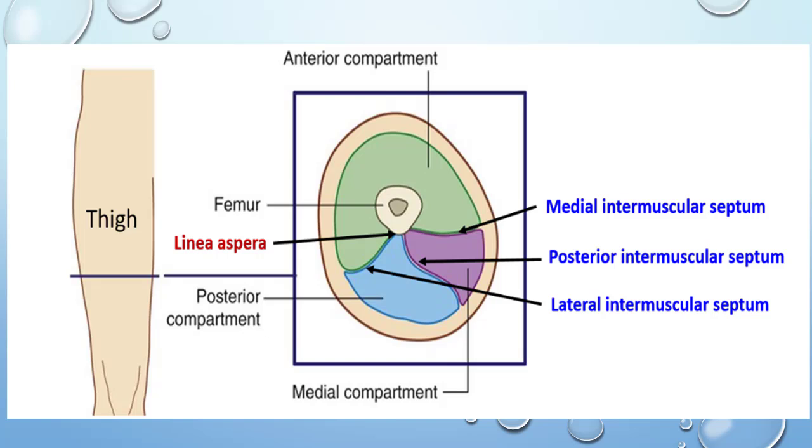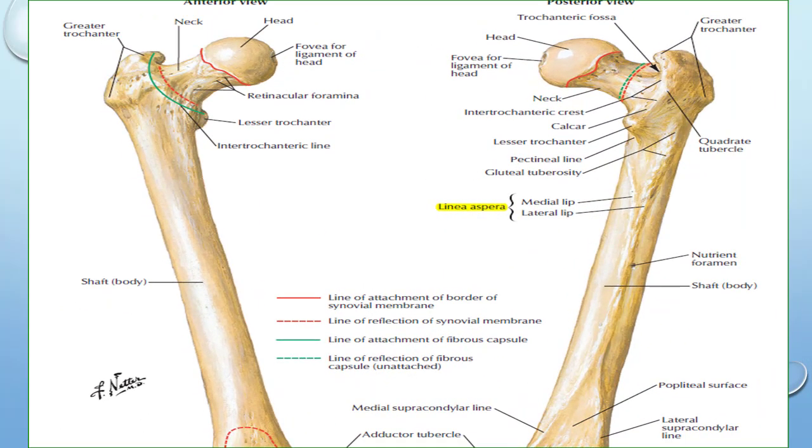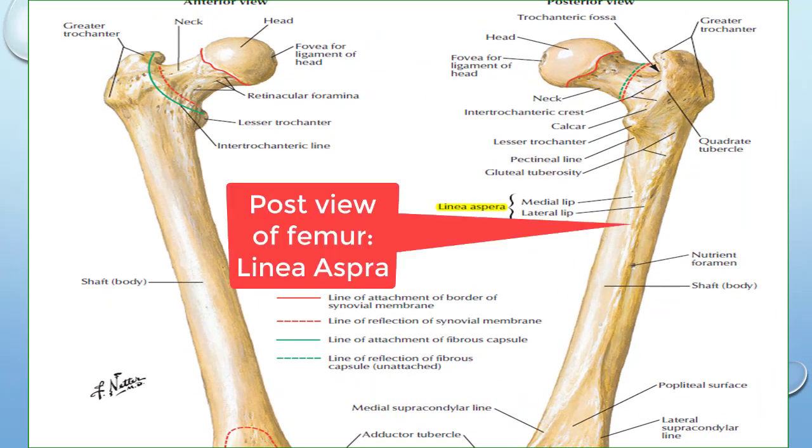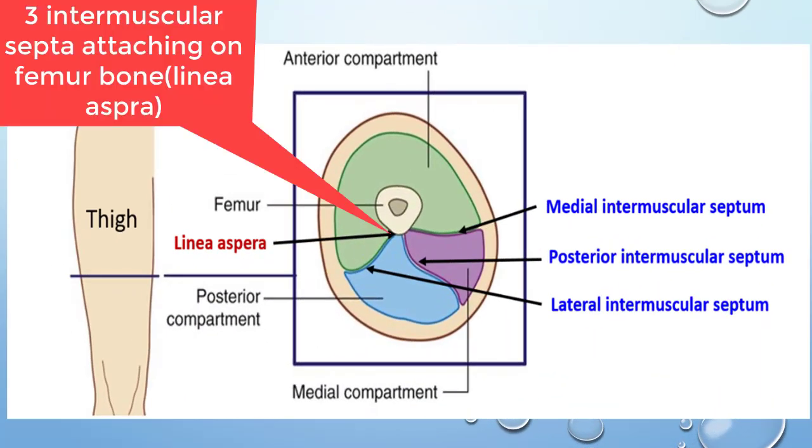So after arising from this fascia, these septa are attached to the femur bone. But remember, it's very important at which point of the femur bone they attach. That point is the linea aspera. The linea aspera is on the shaft of the femur, on the posterior side of the shaft. So the linea aspera of the femur provides attachment to these septa that arise from the inner aspect of the deep fascia of the thigh. We can also see their attachment on the linea aspera in this image as well.